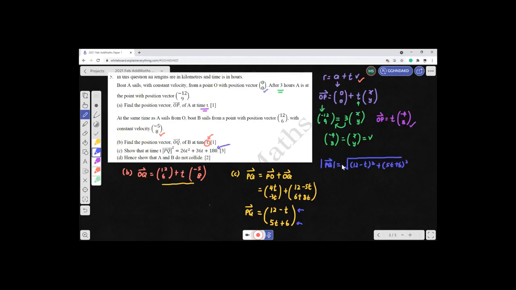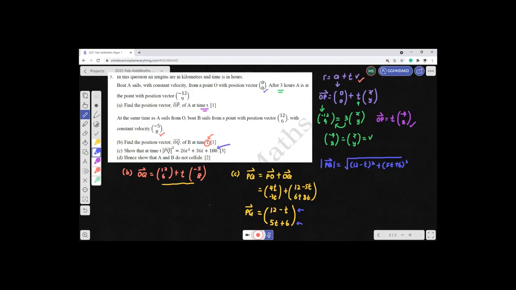why does my eventual answer not have a square root? Anyone can help me answer. Why? Anyone here? Darwin, Isabel, Jonathan, Hasmita, anyone? Why does the answer here not have a square root, but when I do magnitude, there is a square root? Why?